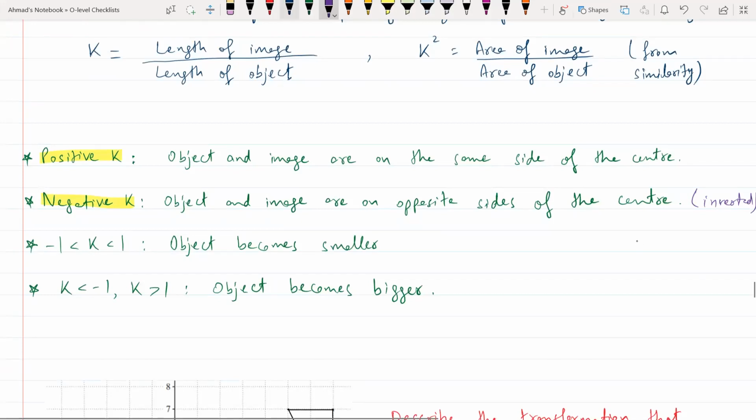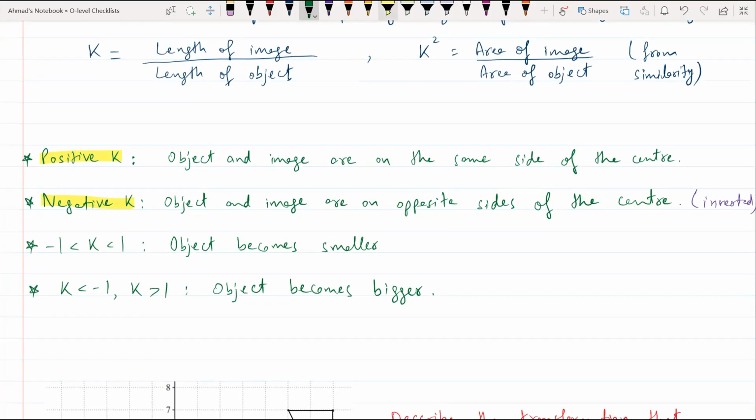ठीक है, और फिगर आपकी बड़ी कब होती है? जब आपकी k की वैल्यू या तो 1 से बड़ी हो, या फिर -1 से छोटी हो. उसका मैग्नीट्यूड 1 से बड़ा हो तो आपका ऑब्जेक्ट बड़ा होगा. अगर आपकी k की वैल्यू -1 और 1 के दरमियान में है, यानी कि मैग्नीट्यूड ऑफ द स्केल फैक्टर इज लेस देन 1, देन द ऑब्जेक्ट बिकम्स स्मॉलर.